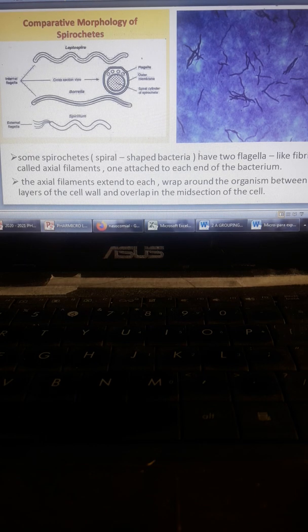Axial filaments extend toward each other, like in Borrelia and Spirilla. The axial filaments wrap around the organism between the layers of the cell wall and overlap the midsection of the cell. That's why you can see the spiral inside. Like this one, these are known to be spiral-shaped bacteria. They are mostly common in canals and swampy areas. You can see that one in the microscope also.